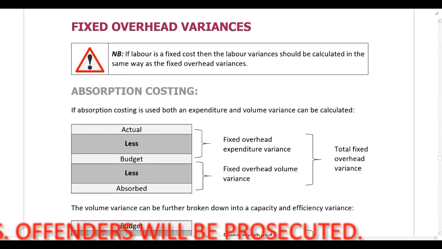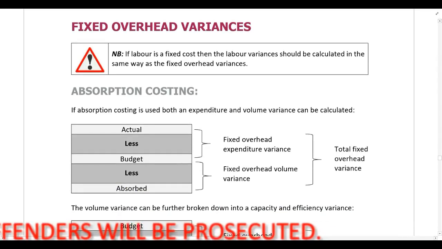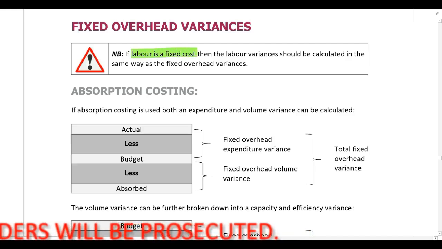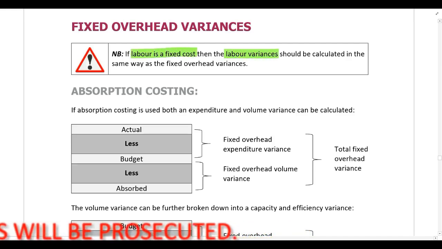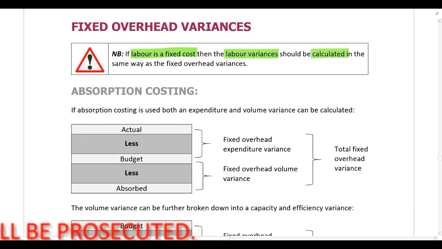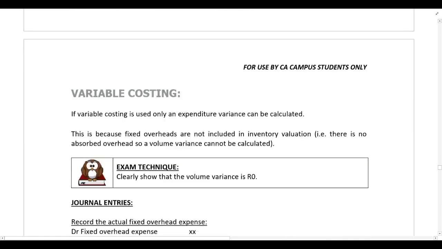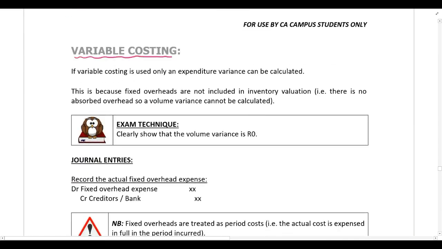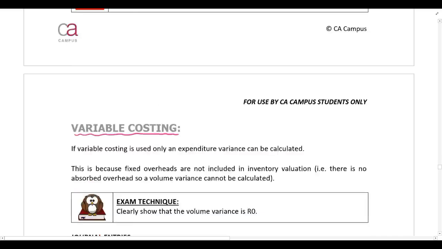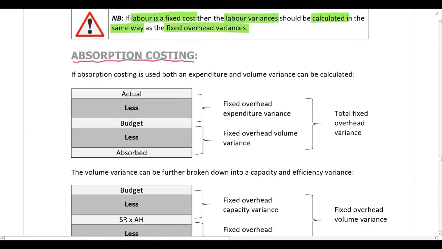Then for fixed overhead variances, and please note if labor is a fixed cost, then all of your labor variances are going to be calculated in exactly the same way as your fixed overhead variances. Now, it's important to identify upfront in a question whether the company makes use of absorption costing or variable costing, because that is going to affect the calculations that we can perform.